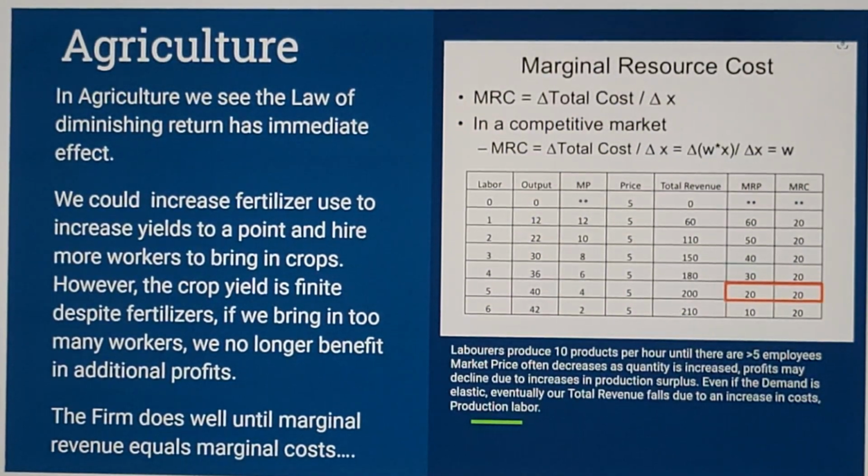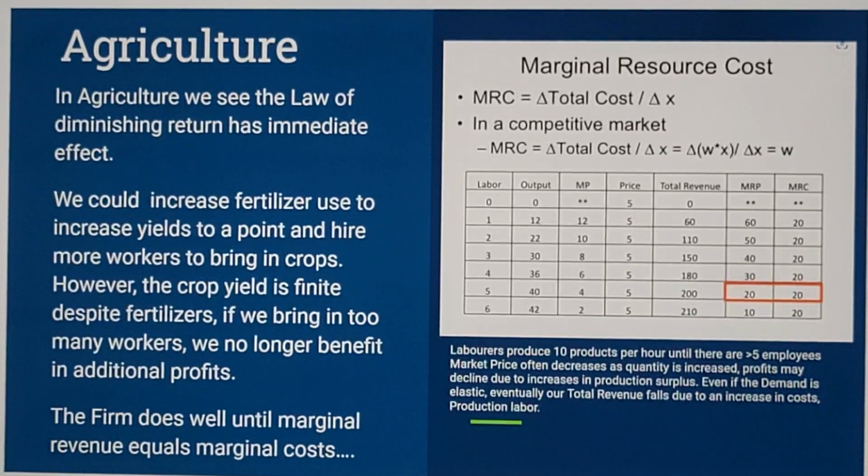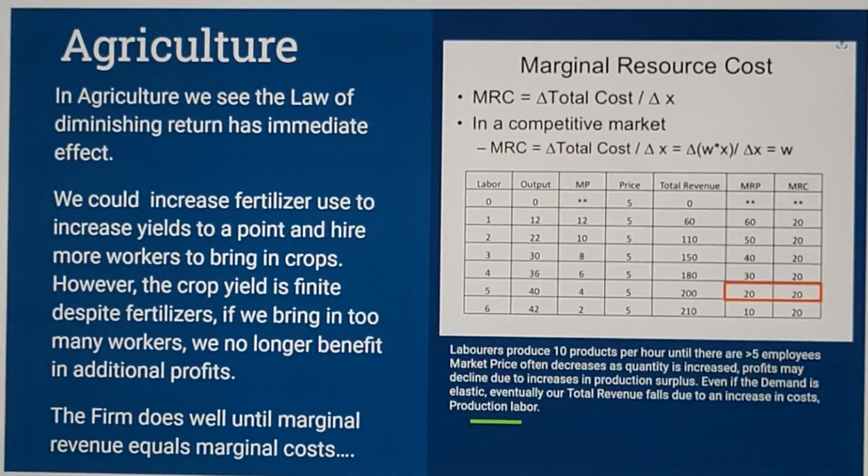In the agricultural model, we see that the law of diminishing returns has immediate effect. We could increase fertilizer use to increase yields to a point and hire more workers to bring in the crops. However, the crop yield is finite despite fertilizers. If we bring in too many workers, we no longer benefit in additional profits. The firm does well until marginal revenue equals marginal costs.